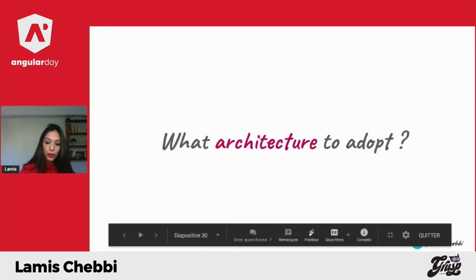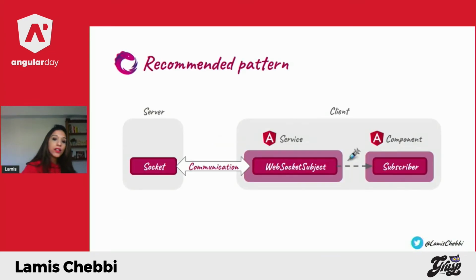Now, what architecture to adopt? Here is the recommended pattern. In your client-side layer, it's highly advisable to externalize all the treatments related to the WebSocket subject in a separate service, in which you handle the connection, the reconnection, and all this stuff. And you just inject this service in your component, or let's say real-time component, which is the component that will display the data in real time. This is the recommended pattern.